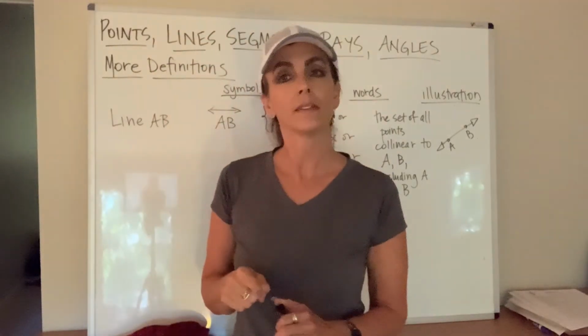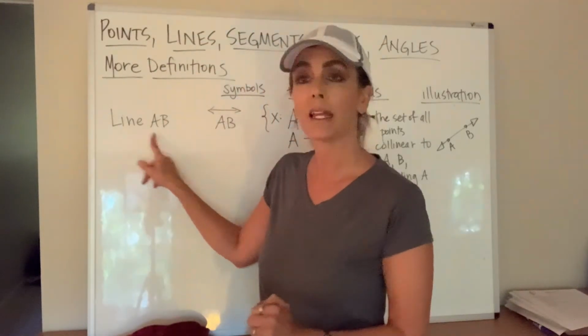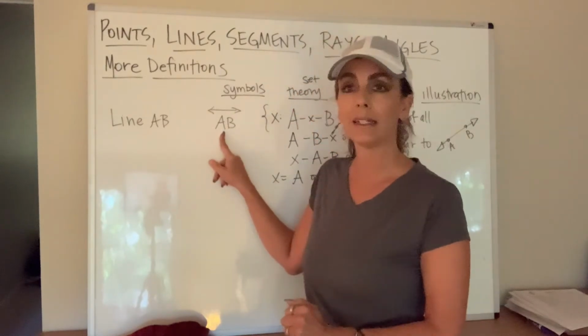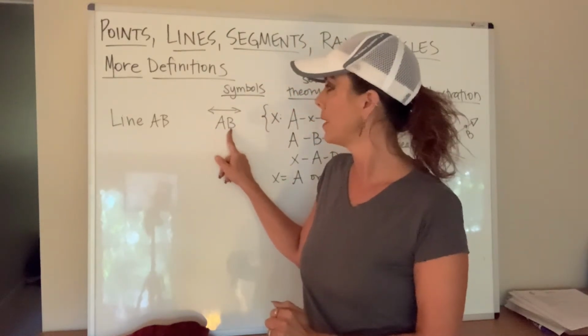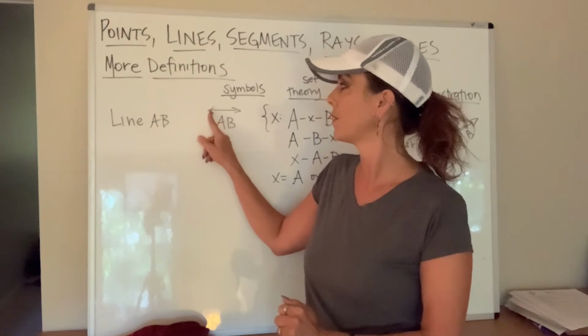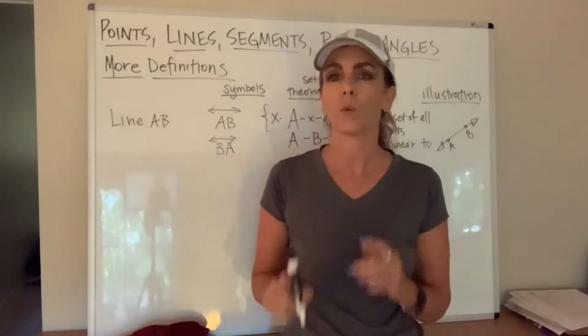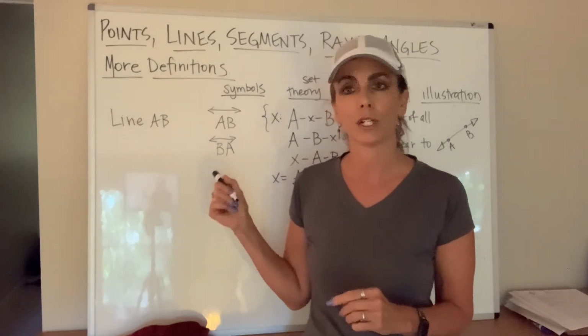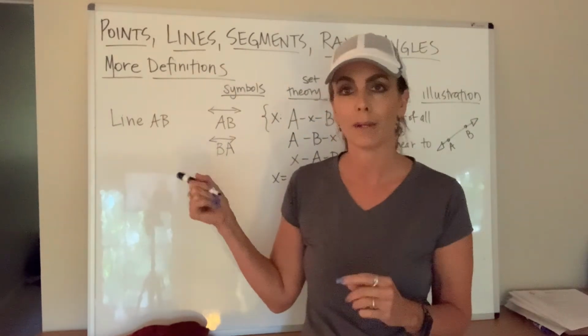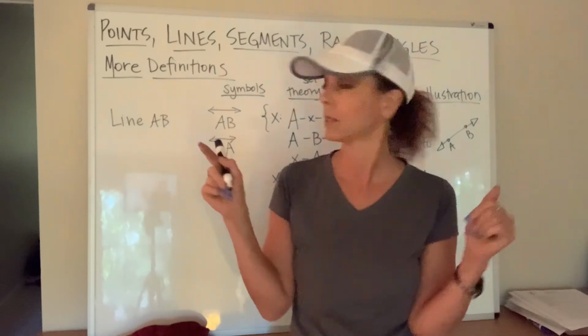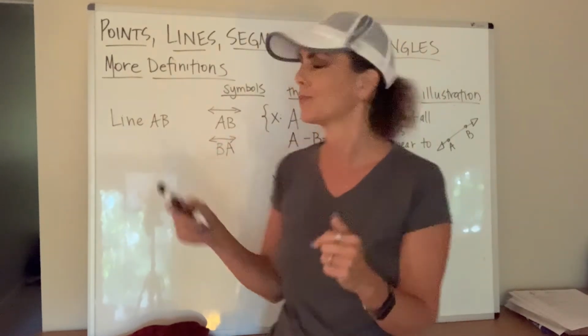Okay, the last of these definitions is line AB. It's notated like this. AB in symbolic form with this line with arrows on the ends. With a line, it doesn't matter which order the points are in this notation, right? Because it goes infinitely in both directions. And that's true with a segment too.